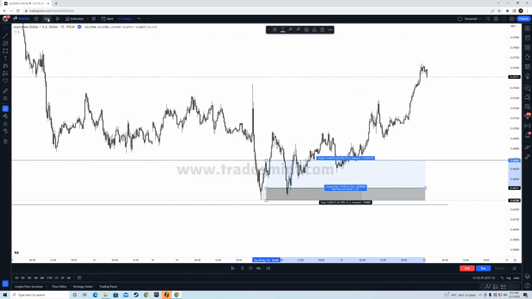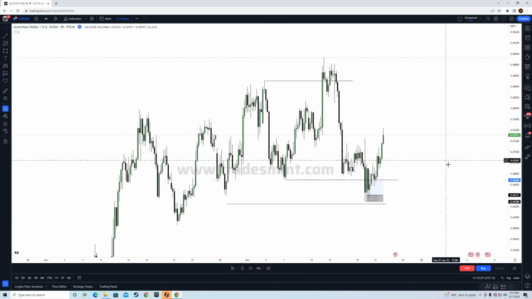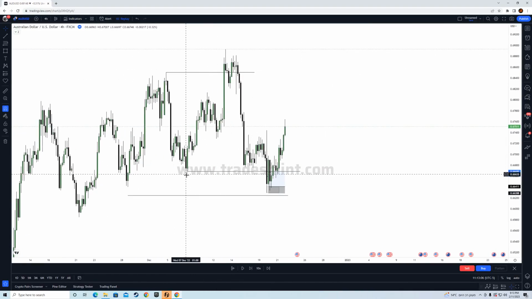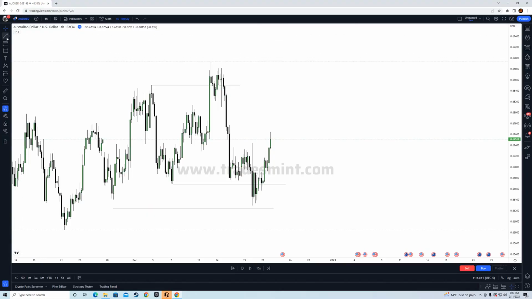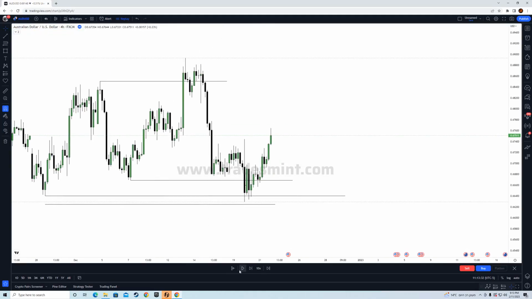So let me repeat this again, right? So you see we have A, B, C. Price takes out this low, right? Now if price takes out this low, and that is okay. We are only focusing on this low. However, if this low is taken out as well, then you don't have to worry because the ABCD pattern is complete now. Okay, so you then look for market structure shift as I showed.